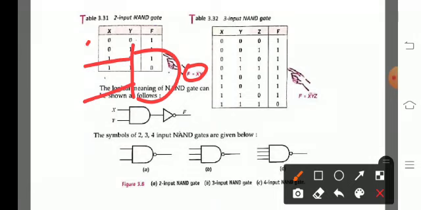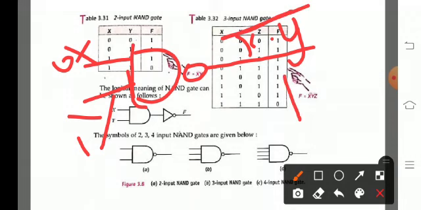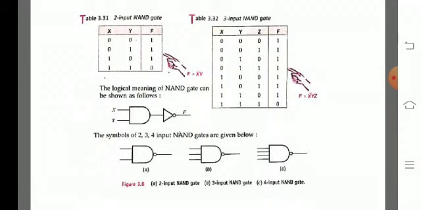Minimum 2 inputs. Suppose the x value is 0, y value is 1. This is the opposite of AND, so x dot y, and the dash symbol, you will get the answer. So x dot y is 0 into 1, which is 0, the dash is there, so the answer is 1. See here, check with the table, 0 1, answer is 1. Second line, 0 1, answer is 1.